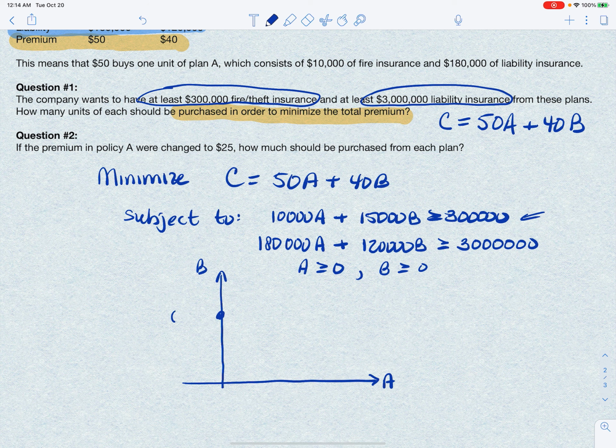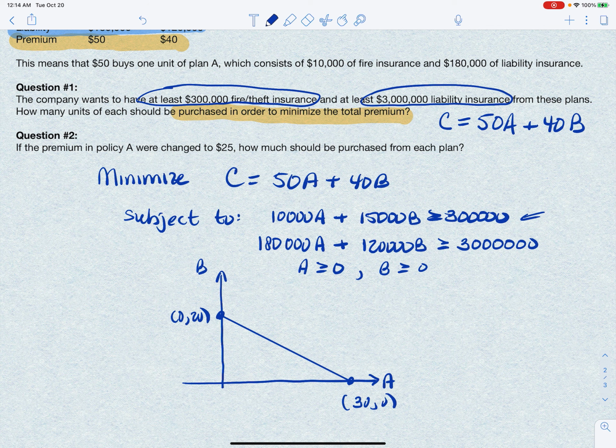So I have a point here, 0, 20. And if B is equal to 0, that means that 10,000 A is equal to 300,000, which means A is 30. So there we have that, and this is our line right here. And we know that greater than or equal to means I'm going to be shading above, but I want to wait to shade until we graph the other one.